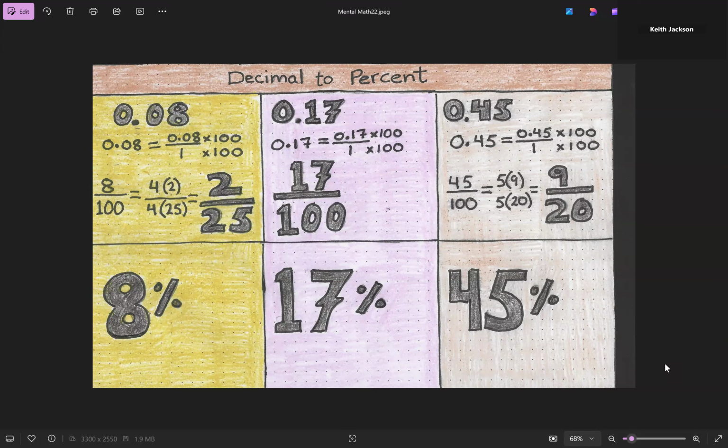In this video, we're going to mentally learn how to convert a decimal to a percent, and along the way, converting that decimal to a fraction as well. And so we have three big examples to show you how we can do that.